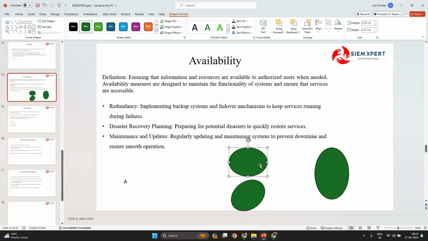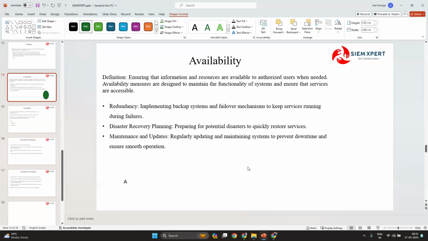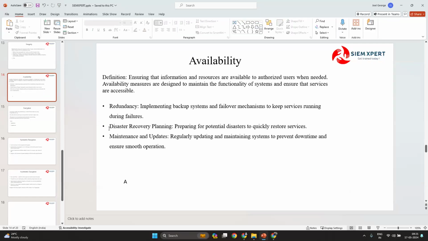This way, you ensure that the database is available at all times. Disaster recovery planning. This is something organizations also have. There's something called a hot site and a cold site. So basically, let's say due to natural circumstances, your data center is flooded or affected.